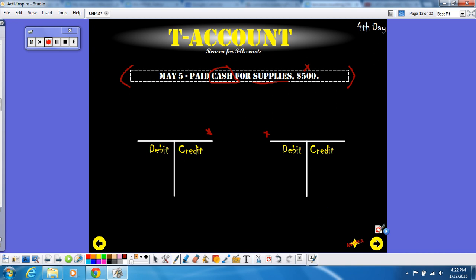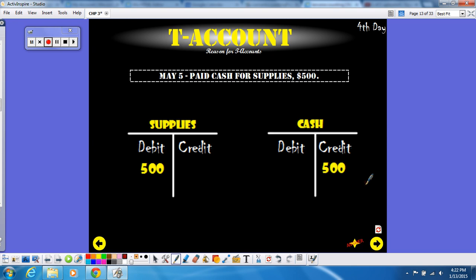Alright, so let's take a look. Here's your answer right here. Here's what you should have. Okay? So paid cash for supplies, $500. Supplies, 500 debit. Cash, 500 credit. Make sure you have this in your notes. Make sure you have the transaction and the T accounts. There's a spot in your notes for you to write all this down.